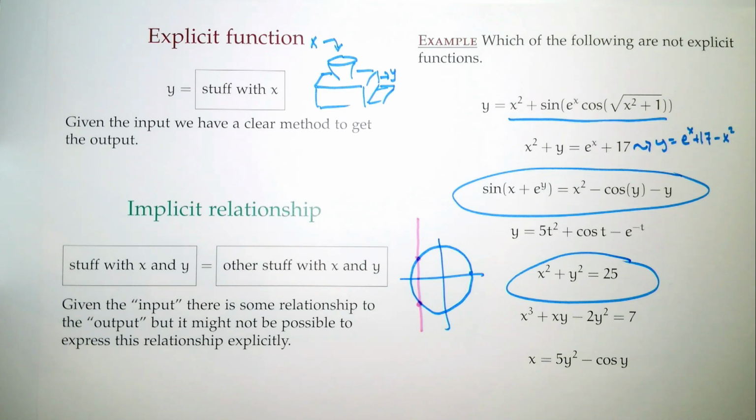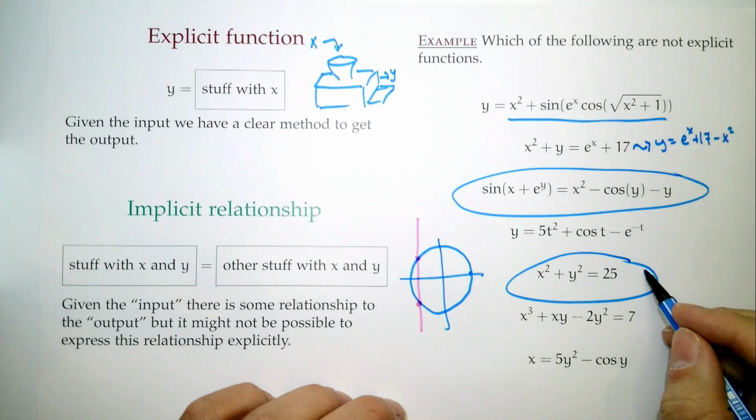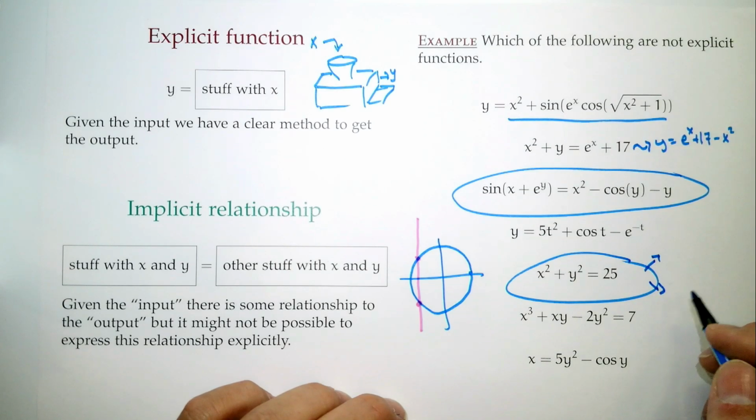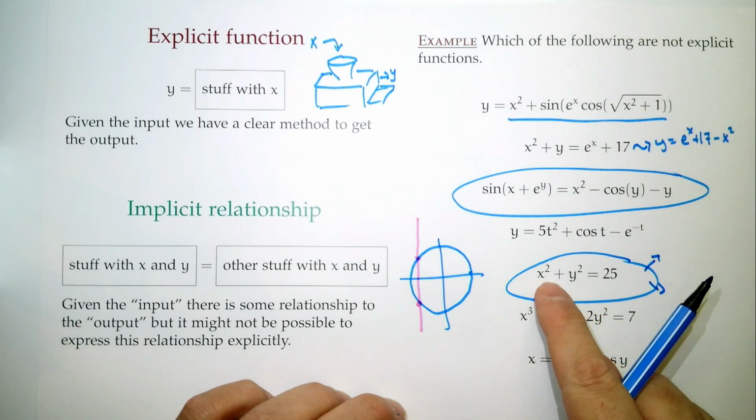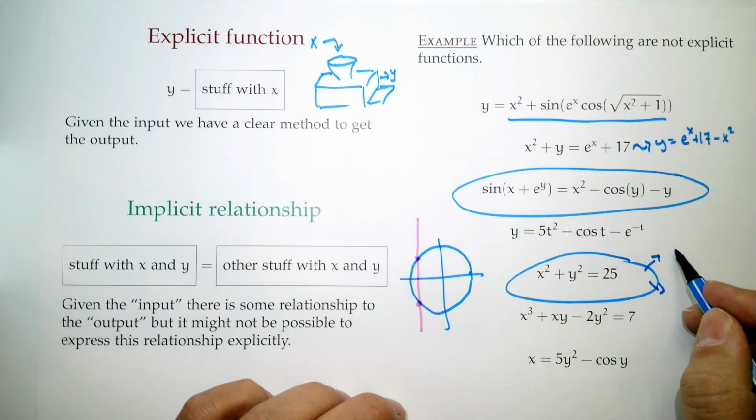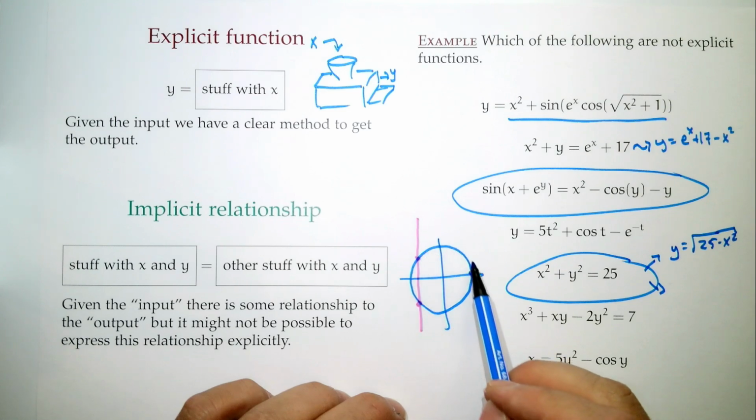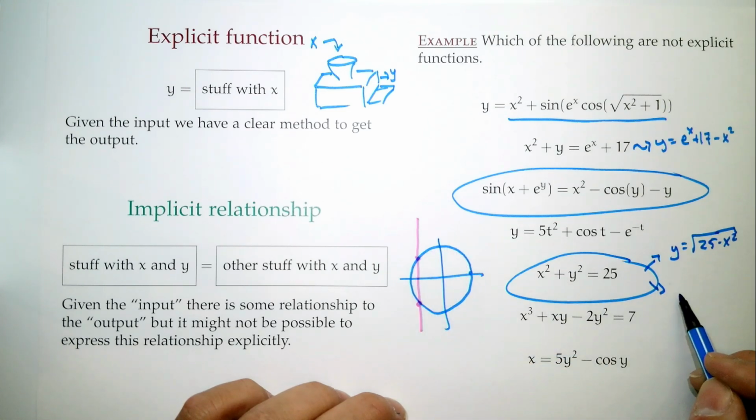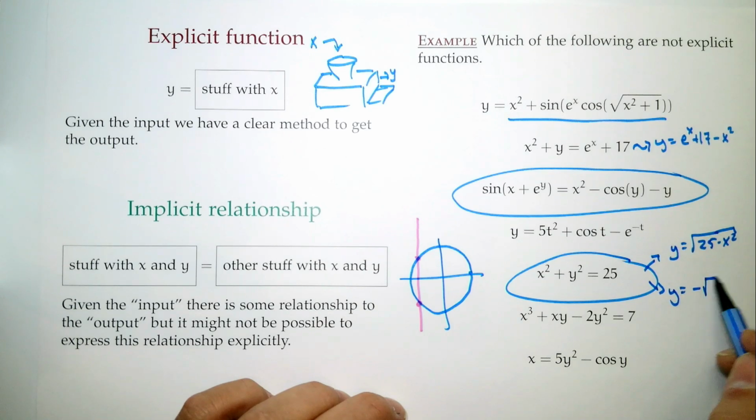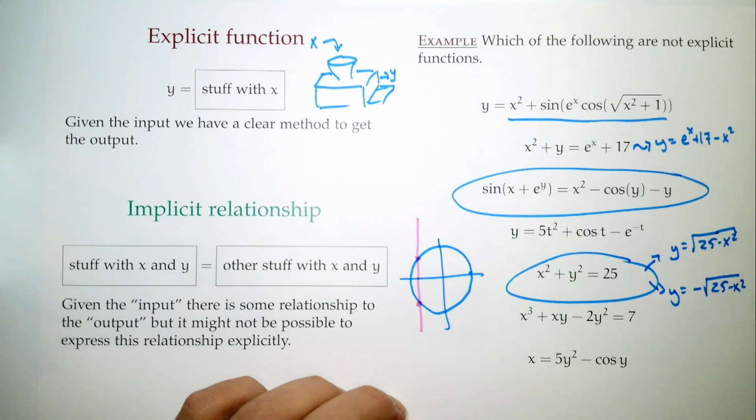You can, however, break it apart. There is no way to write this as a single expression, y in terms of x. What are the two expressions you could write? Well, if you move the x squared across and take the square root, you get y equals the square root of 25 minus x squared. And what would that be? It would be the top. But when you take square roots, you could have done plus or minus, which is the bottom. And so you can't get an explicit relationship here.